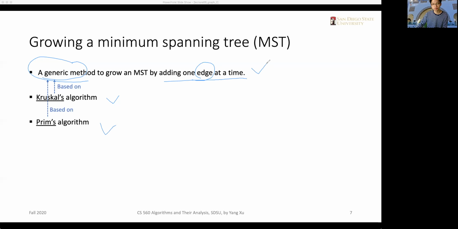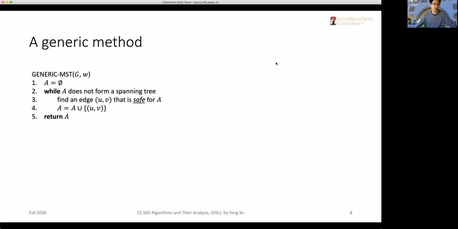So the general method is an incremental algorithm in which one edge will be selected at a time, and the tree will be gradually grown, basically from empty to a complete tree. All right, so let's get started to look at this generic method.